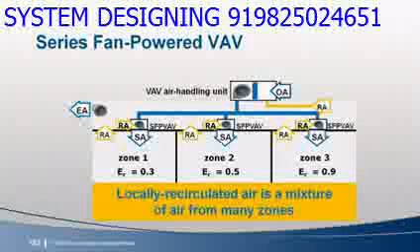But E sub R will be closer to 0 if the VAV box is located directly over the return grill of the zone it serves, like it is for zone 1 here. At this location, the locally recirculated air is mostly made up of air returning from that same zone.